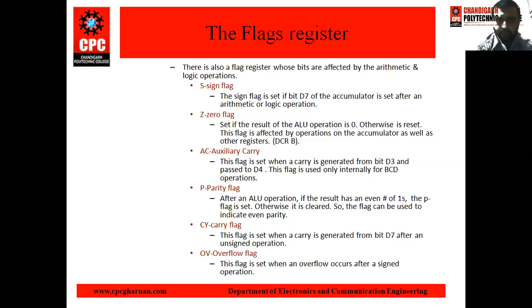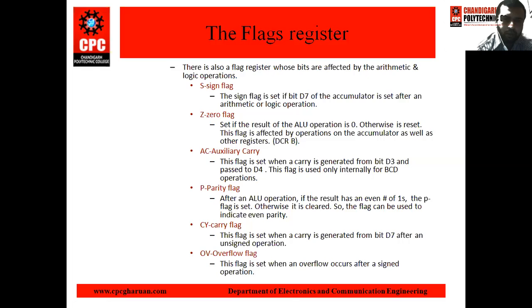We have 6 types of flags. First is the sign flag, then the zero flag, next the auxiliary flag, after that the parity flag, then the carry flag, and at last the overflow flag. The function of the sign flag is to provide information on whether the result is positive or negative. If the value is 0, then the result of the operation is positive. If the value of this flag is 1, then the result is negative.